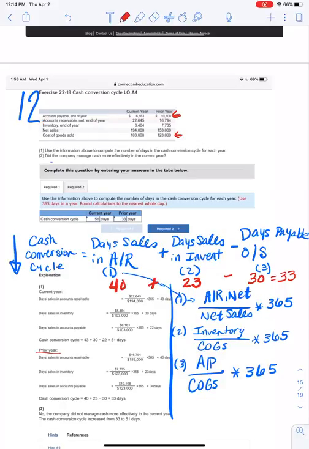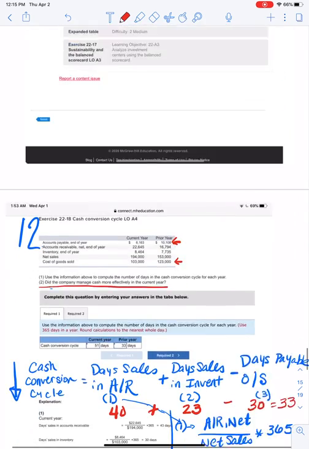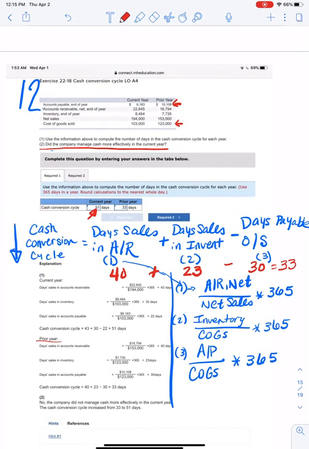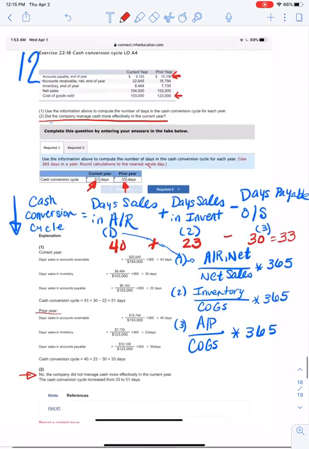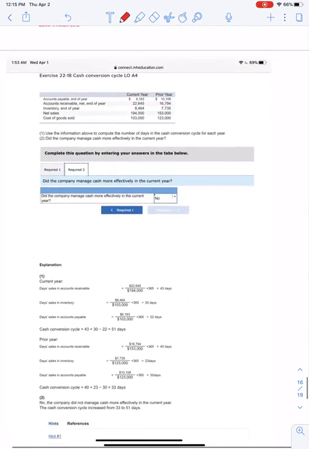You're absolutely right. But there was a second question here that said, did the company manage cash more effectively in the current year? If we look at this, this whole process in the current year took me 51 days. But last year, it only took me 33 days. So what this tells me is no, the company did not manage cash more effectively in the current year. That's because it's taking us significantly longer to get through this same process this year than it did last year. So we're now done with number 12, and we can move on to number 13.